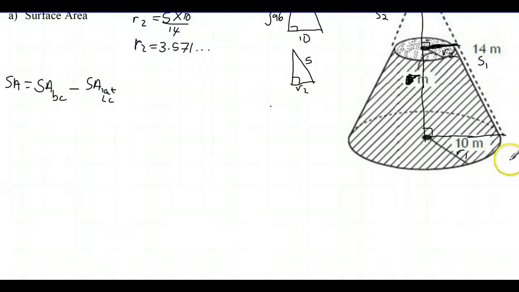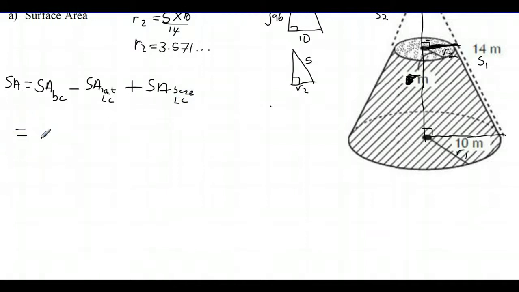Okay, surface area of the big cone is going to include this base, which is fine. We need that. Surface area of the little cone we're going to subtract off. We don't want to include that base as part of it. We want to subtract off this part, and then we're going to add back on the base of the little cone. So plus the surface area of the base of the little cone.